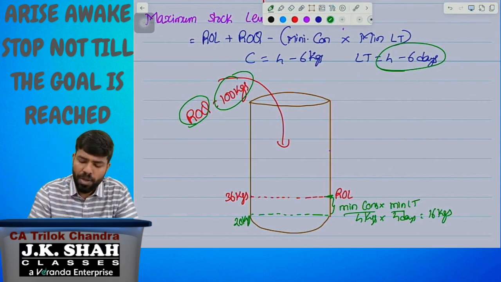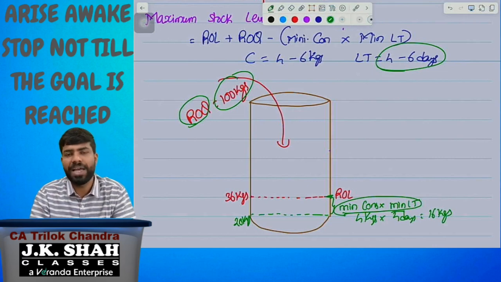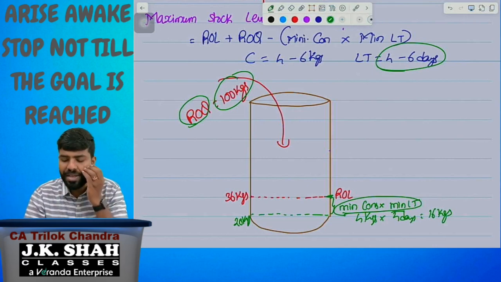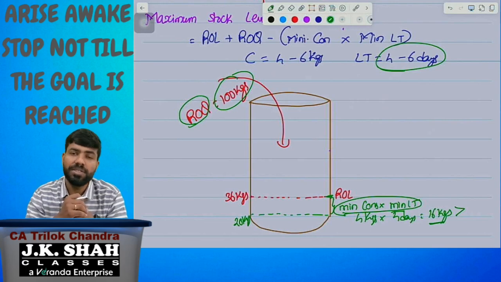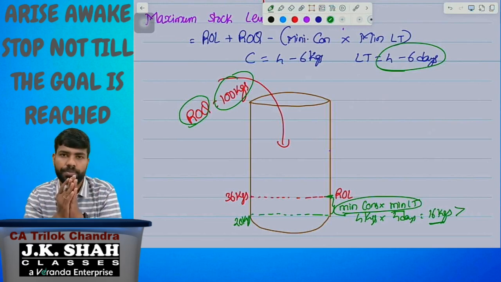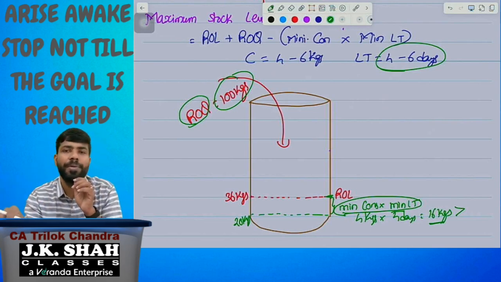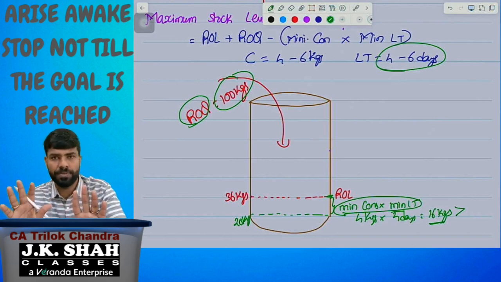But I'll explain why I'm taking minimum consumption into minimum lead time. I'll explain that later. What I mean to say is, consumption may be 16 kgs or greater than 16 kgs. But why are we taking minimum consumption to minimum lead time in the formula? I'll explain the logic.